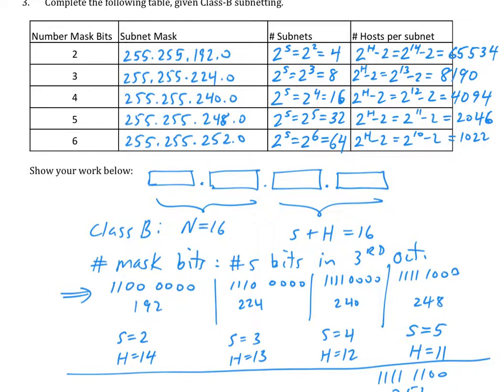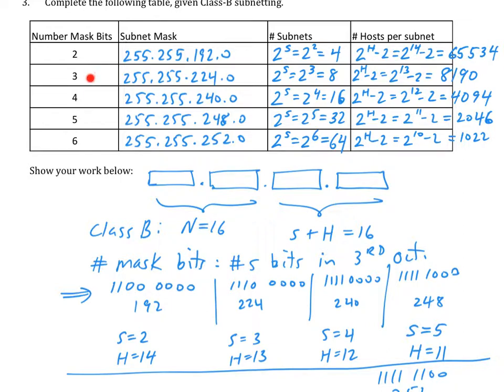And so what we've done is we've taken these 16, S plus H being a total of 16, where S is 2, that leaves H being 14. And that's why I have 255.255.192.0 here. So we have 16 plus 2 more, 18 ones in our subnet mask. And the number of mask bits is the number in the third octet here.